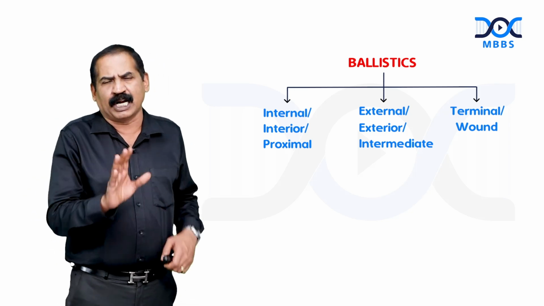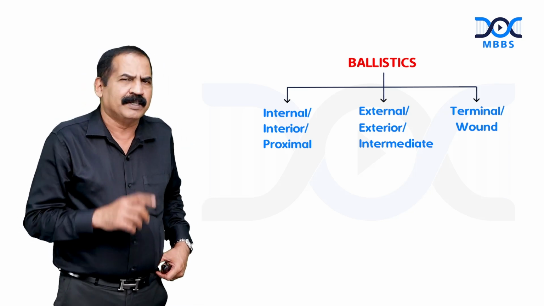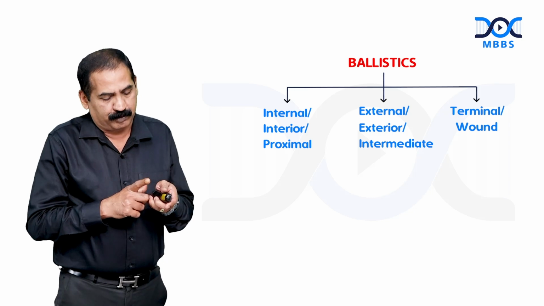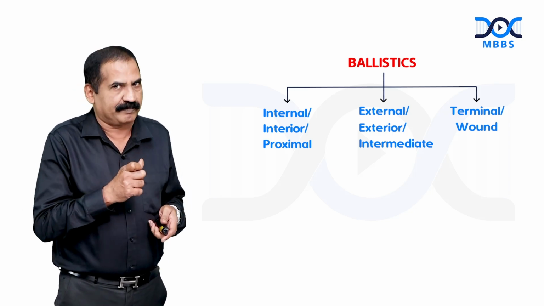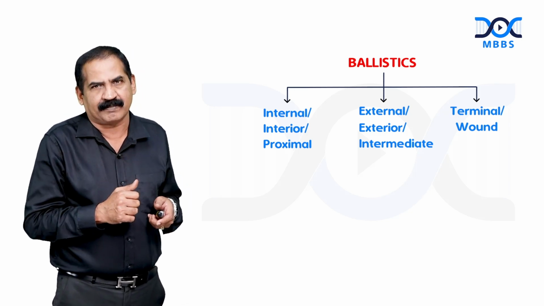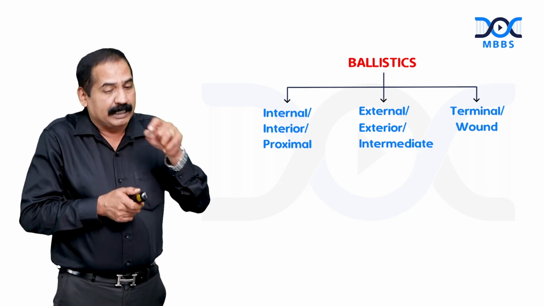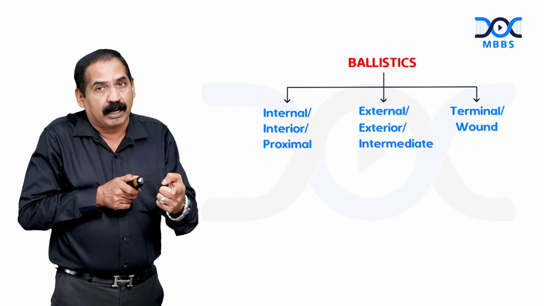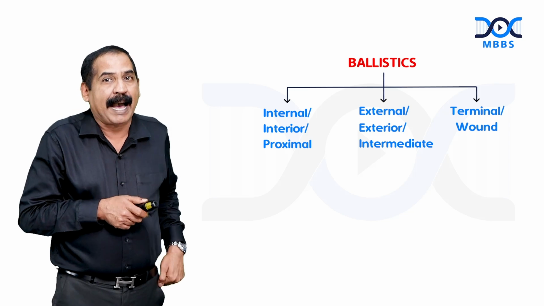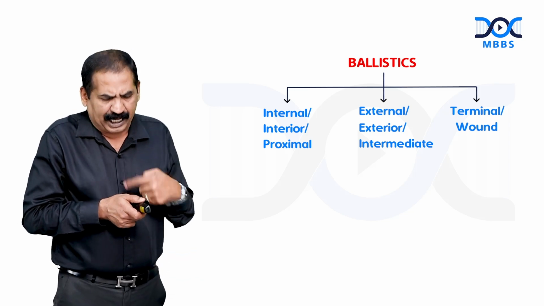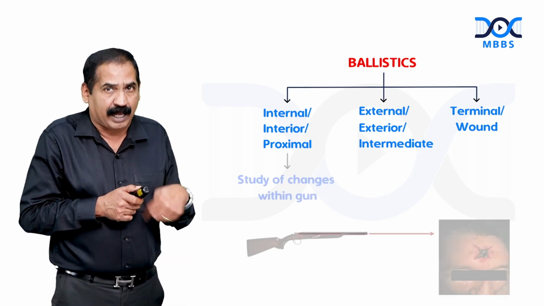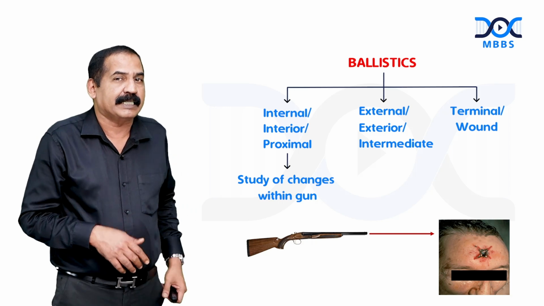Okay. So now, as you know very well, to fire a projectile, you have to pull the trigger. All of you know about the trigger. From the time you pull the trigger till the projectile leaves the barrel, whatever changes take place within the gun is internal ballistics.